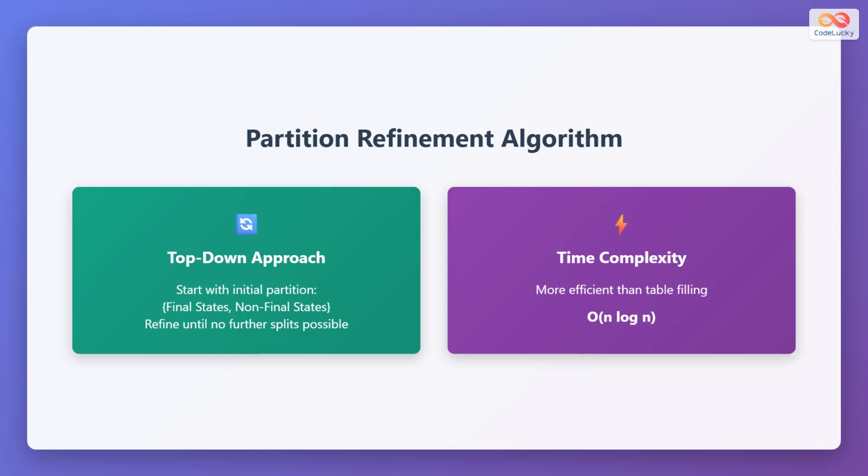Another algorithm for DFA minimization is the Partition Refinement Algorithm. This is a top-down approach. It starts with an initial partition consisting of two groups, final states and non-final states, and then refines this partition until no further splits are possible. Partition refinement is more efficient than the table filling algorithm, with a time complexity of order n log n, where n is the number of states.